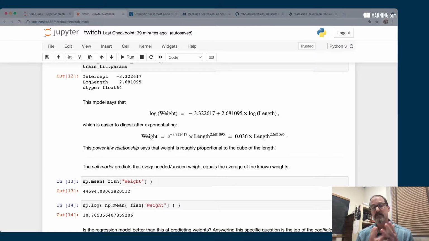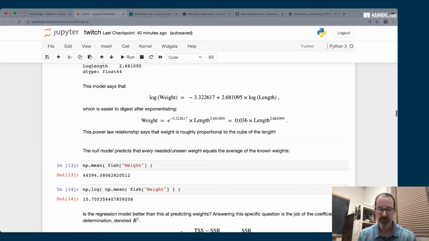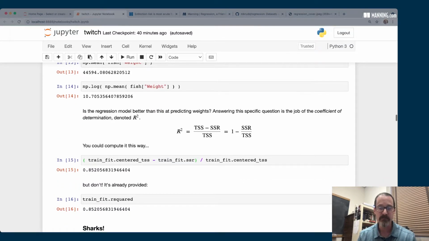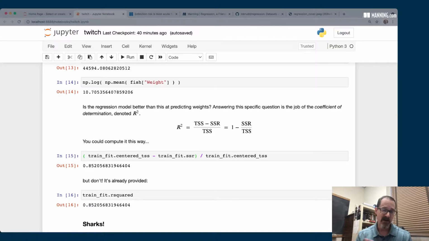Okay, so does this linear regression model do better than that at predicting weights? Well, that's what, again, R squared, the coefficient of determination, does. That's its job. And here is, so I tried to omit too many formulas from this presentation, but this is an important one that I want to talk about and I'm going to use later. The coefficient of determination, again, R squared, is defined this way that you see on screen. So TSS is the total sum of squares. SSR is the sum of squared residuals.